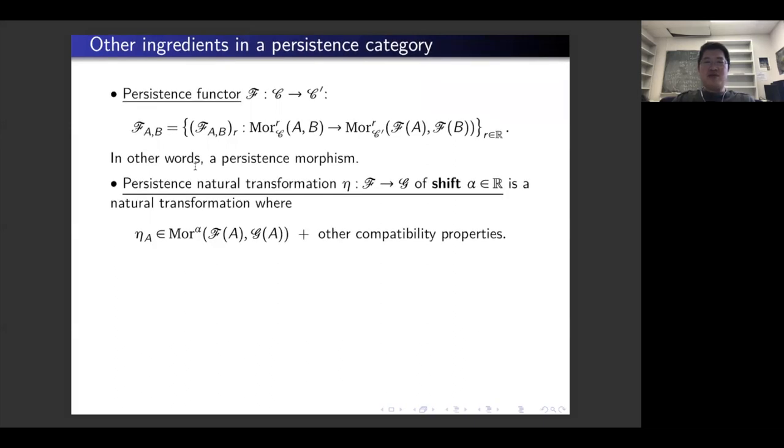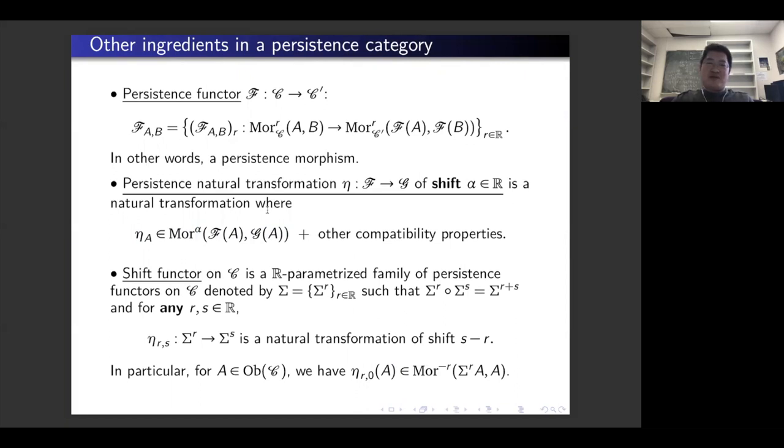What is a persistent natural transformation if I give you two functors? Now I'm going to allow some shift. The important thing is that this shift is in R, not in R plus. So you can shift up and also shift down, depending on what alpha you take. There are a lot of conditions here, but one of them is that it is supposed to be a natural transformation. So when evaluated at an object, it will give you a morphism. But since this is a shift by alpha, this morphism does not lie in level zero, it lies in level alpha. And this alpha is independent of the object that you take. So this gives a family of morphisms, and there are other compatibility properties, which you can expect: compatible with the structure maps in some way.